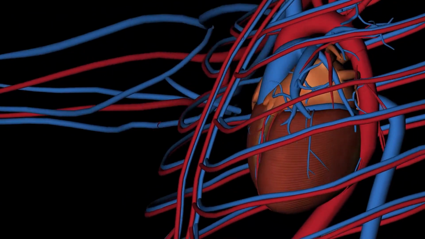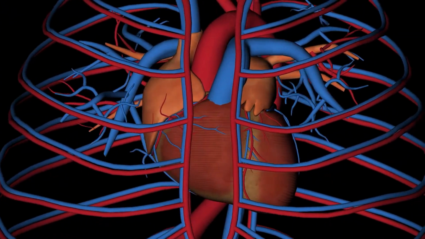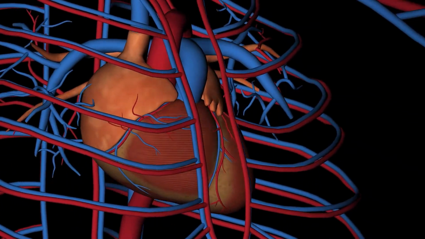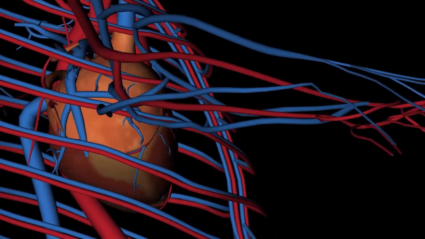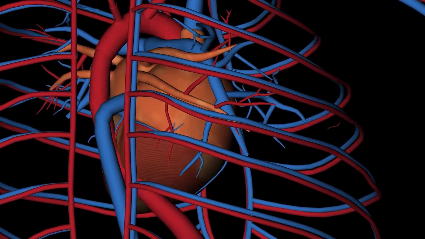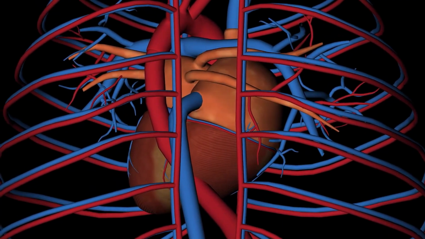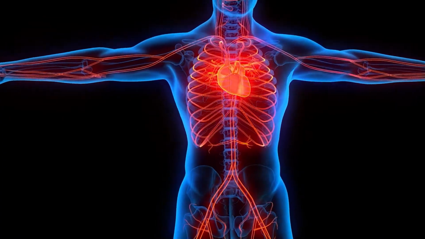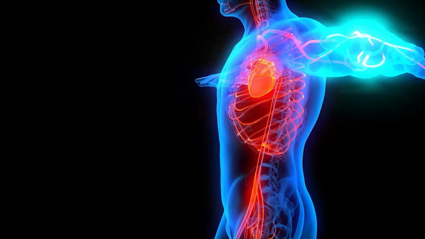The left atrium is the upper chamber on the left side of the heart. It receives oxygenated blood from the lungs and pumps it into the left ventricle through the mitral valve. The left ventricle is the lower chamber on the left side of the heart. It pumps the oxygenated blood out to the rest of the body through the aorta, the main artery of the body. The heart has its own electrical conducting system, which helps to coordinate and regulate its contractions.